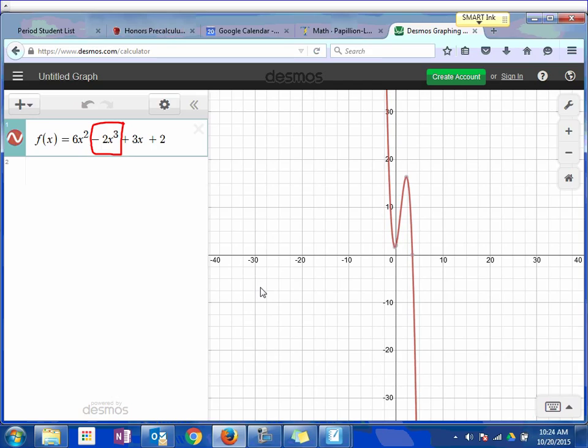Okay. Now we use the second check for end behavior, which is to check the degree. Is the degree even or odd? For negative 2x cubed.